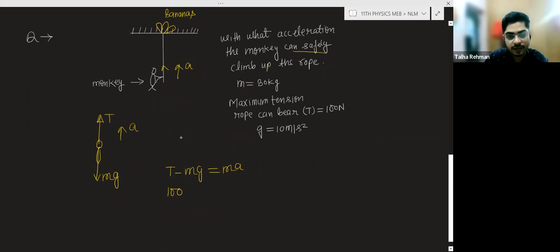Okay, this is 100, and this is minus mg. M is 80, g is 10. M is 80 into a. So this will become tension is 100.